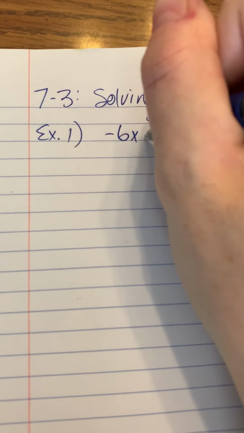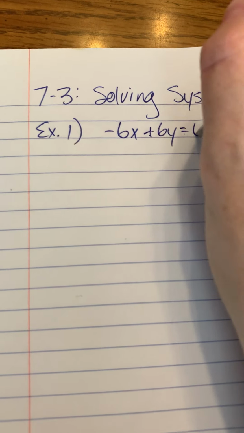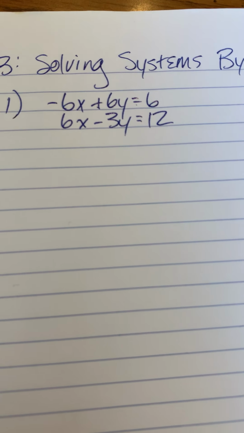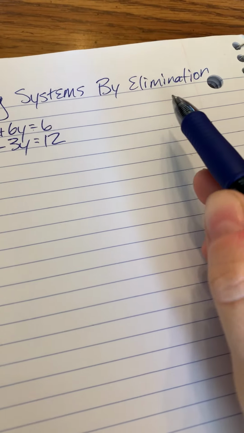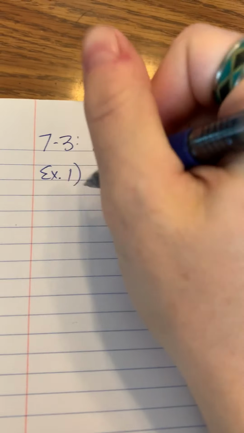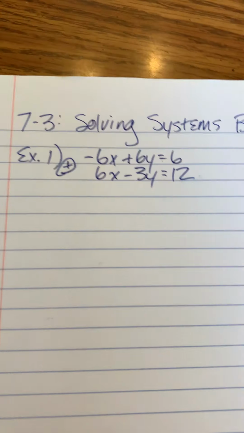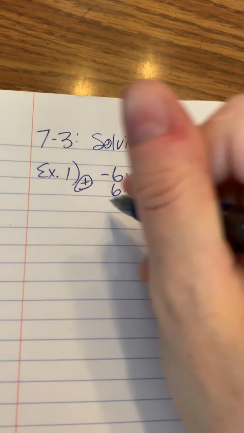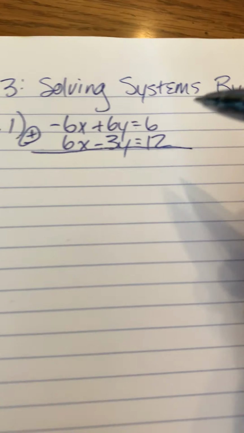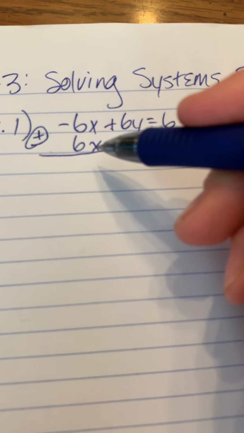Negative 6x plus 6y equals 6. And 6x minus 3y equals 12. What we're going to do is eliminate one of the variables by adding the two equations together. That's legal. You're allowed to do that. You can add all of these parts together, and these x values are going to go away.